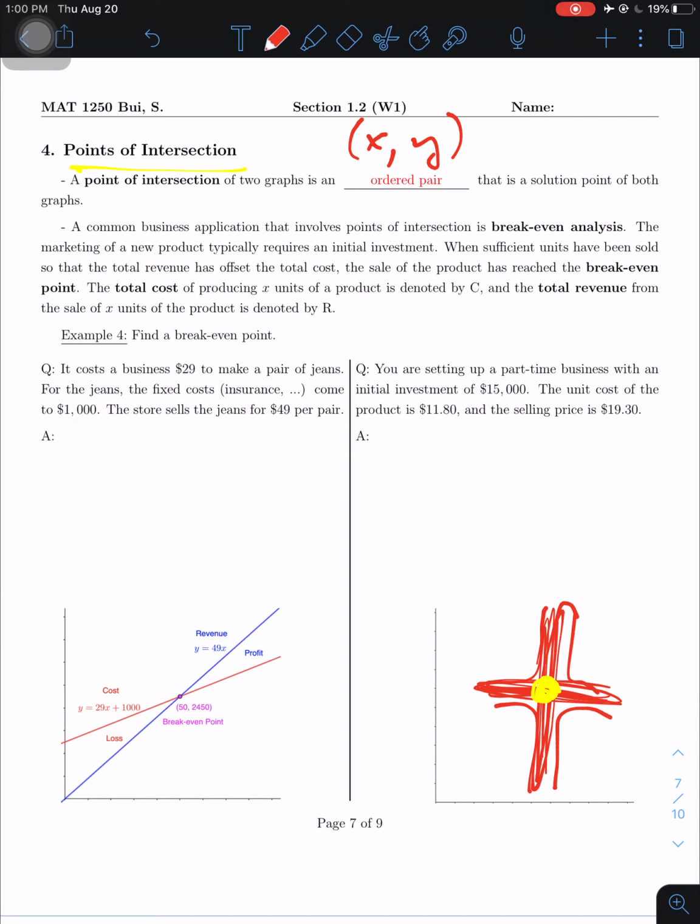A common business application that involves points of intersection is break-even analysis. You can Google it if you want to, but later on in the course, we're going to talk more about break-even analysis. That's just when you invest your money into something and you don't want to have any loss in your investment, right? You want to at least make it even.